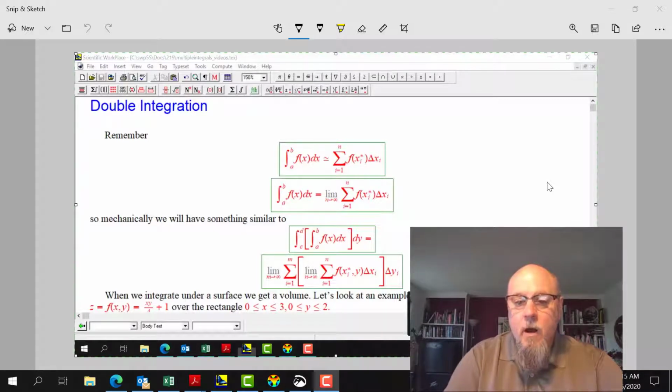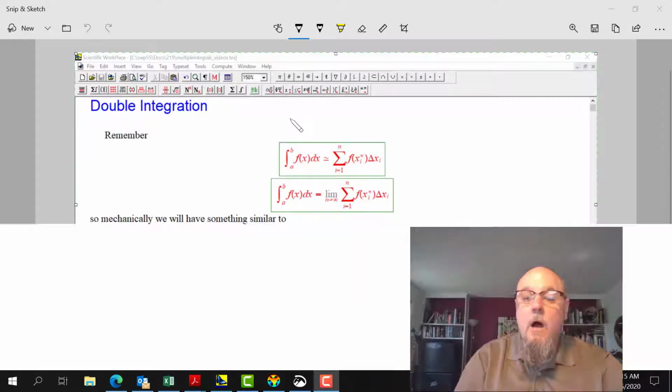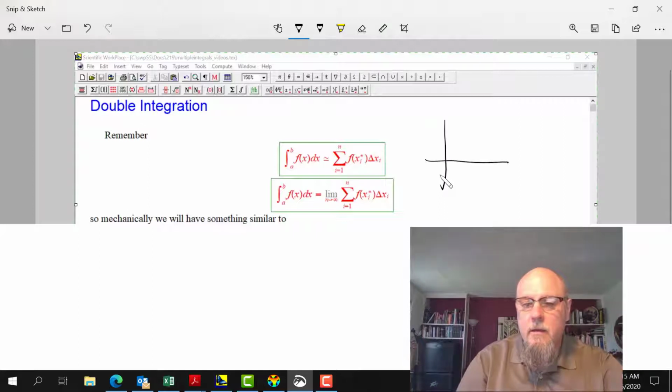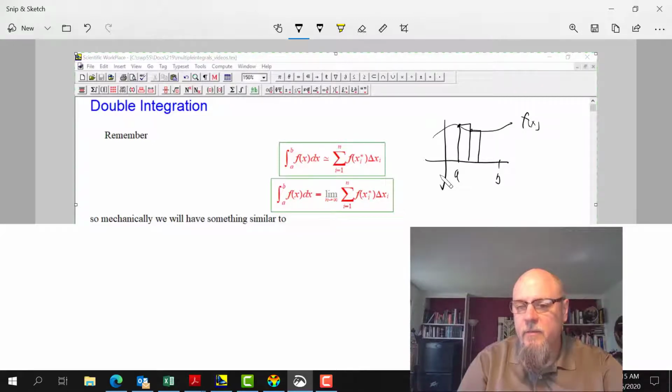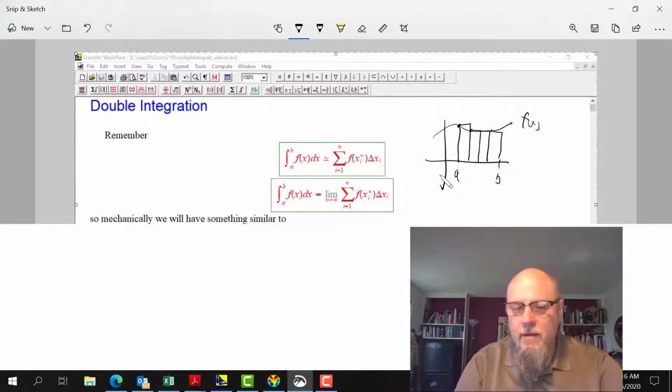calculus. Our definite integral, our regular integral, we approximated it by a bunch of rectangles. We had our curve here, f of x, and we would be integrating from a to b. And what we did was approximate the area by the sum of the area of a bunch of rectangles. We added up the sum of all the rectangles.